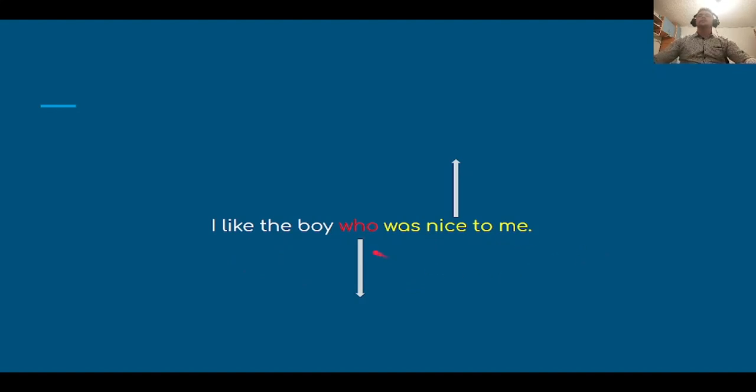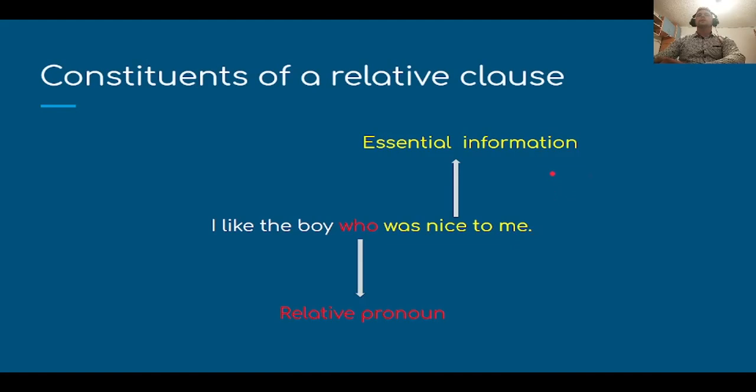So, let's look at the parts in color. In red, what do we have here? That's right, we have the relative pronoun who. And in the rest of the sentence, in yellow, we have what? It's some information about the boy, which in this case is essential. These are the constituents of a relative clause. So, without the pronoun and the information about the subject, we wouldn't have a relative clause.